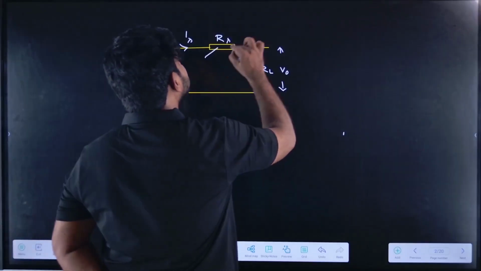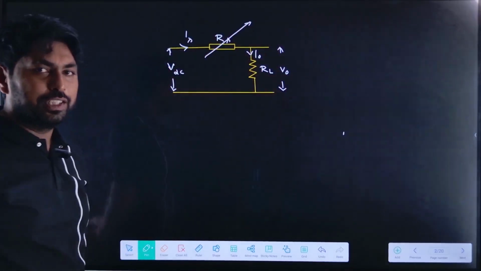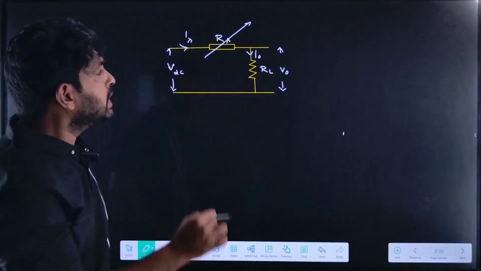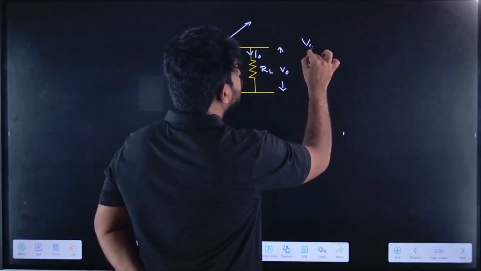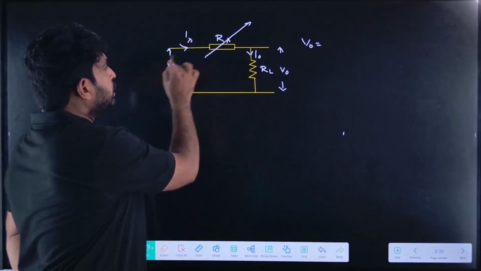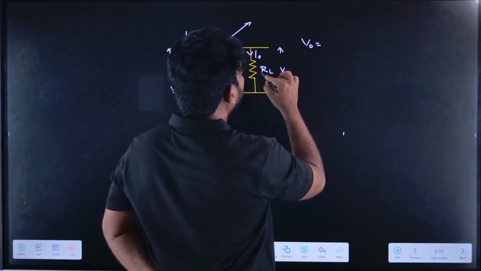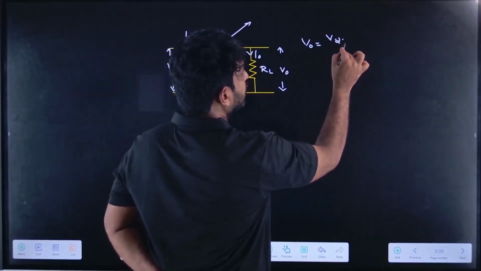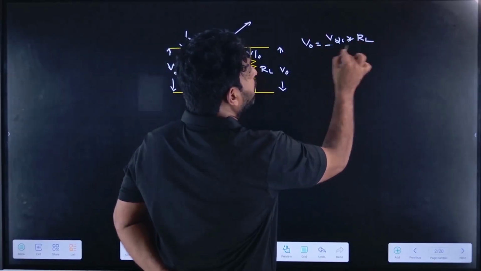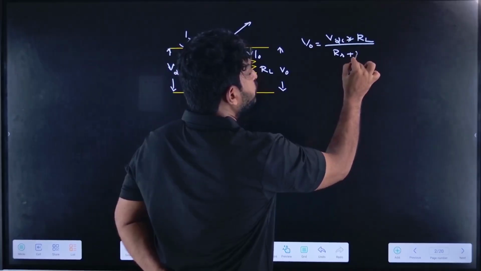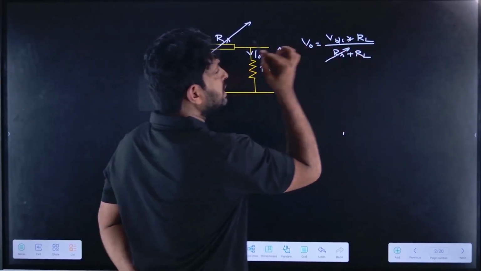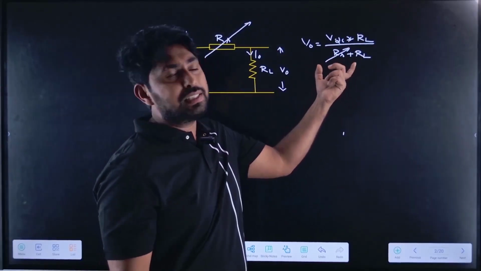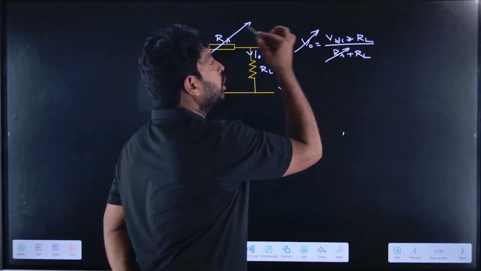Assume that this resistance is a variable resistance. Now, if I find the output voltage by applying the voltage division rule, V0 equals VDC into RL divided by RS plus RL. Here RS is the variable resistance. So if I vary RS, the denominator varies, and if it varies, V0 also varies.